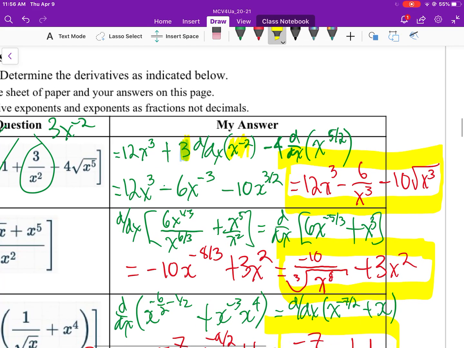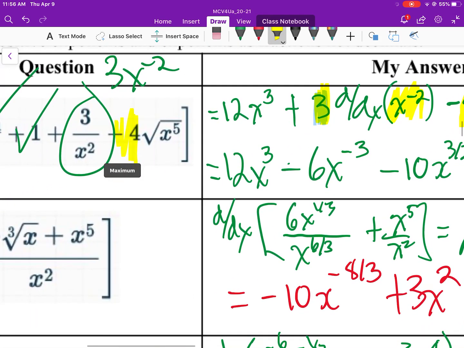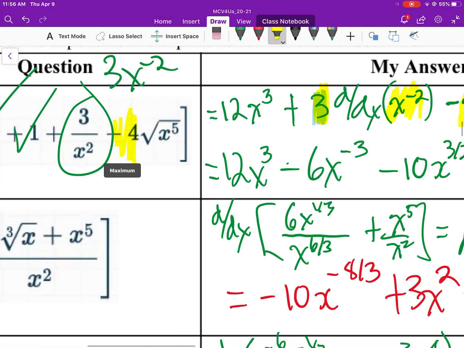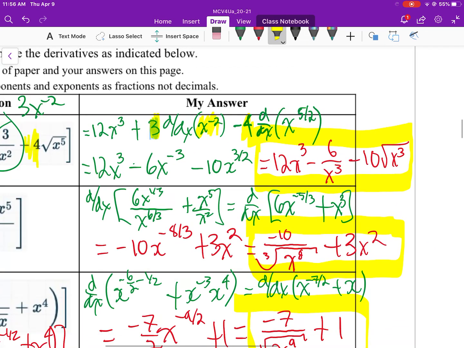Then I take this negative 4 and I leave it outside of the brackets, and then inside the brackets I have to rewrite the square root of x to the 5th as a rational exponent, a fractional exponent. So that's going to be x to the 5 over 2 because it's the square root. Okay, in my next step, I do the derivative for those ones that I haven't done yet.